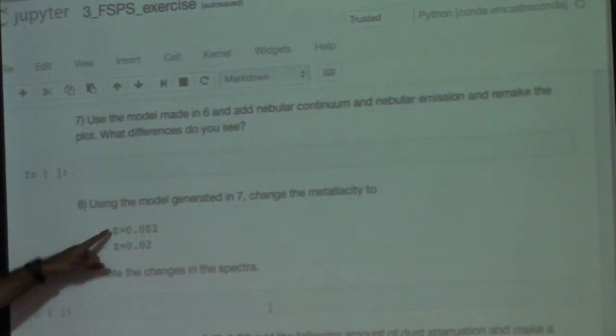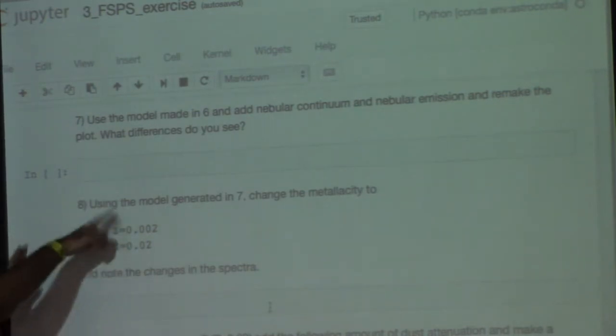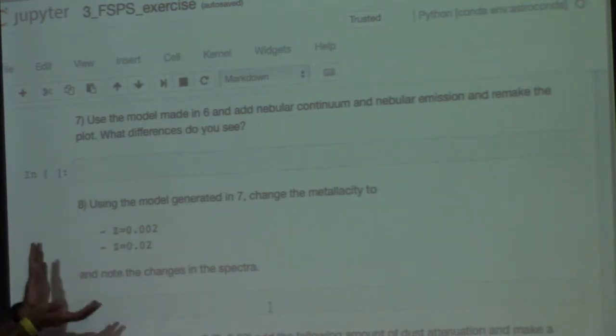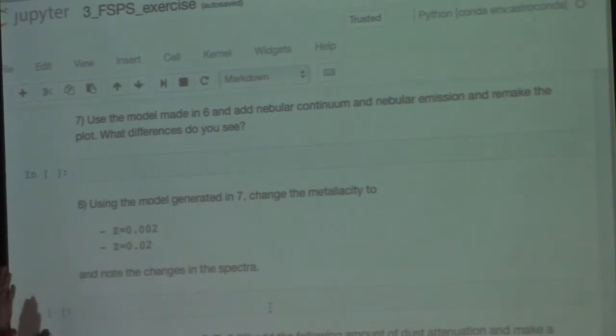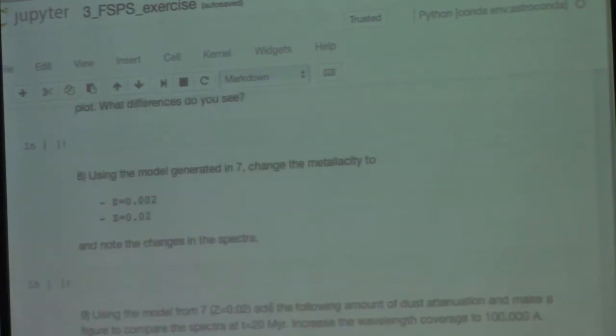Then you can change the metallicity of the galaxies and see how this changes. You will make this again in another figure with the different metallicities, so you can see how the different metallicities vary the features of the galaxies as well.